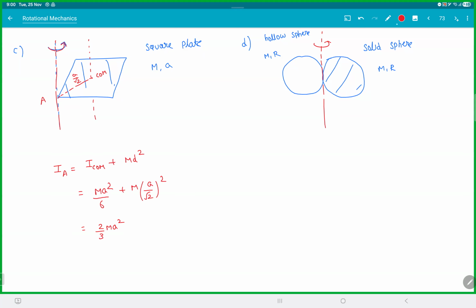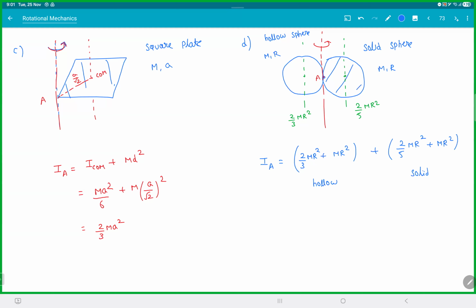Remember, that is half diagonal. For a solid sphere about the center, we know it is 2 by 5 MR square. We derived this last class. For a hollow sphere, the moment of inertia is 2 by 3 MR square. Like I said, for a given axis, the moment of inertia behaves like a scalar quantity, so you can directly add it up. So moment of inertia about A will be 2 by 3 MR square plus MR square, this is for the hollow sphere, plus 2 by 5 MR square. You are finding each one of them about A, and then you just add them up. 2 by 5 MR square for the solid sphere plus parallel axis theorem MR square, and you're done.